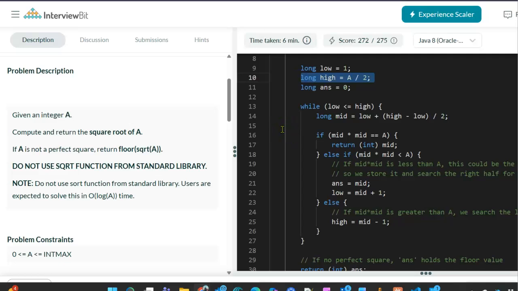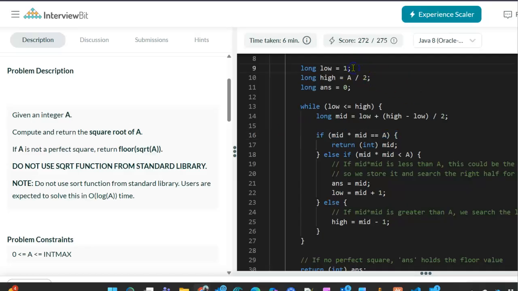Could be lower than that, but it's just for sure the square root is not going to be higher than A over 2. So if A is 2 billion, A over 2 is 1 billion. We find the midpoint between 1 and 1 billion, which is going to be about 500 million. That's going to be mid. And if we square 500 million, it's not going to fit in an int. So we need longs here.